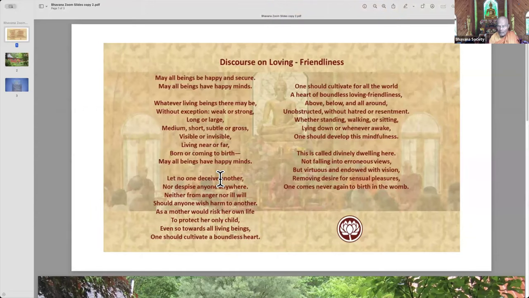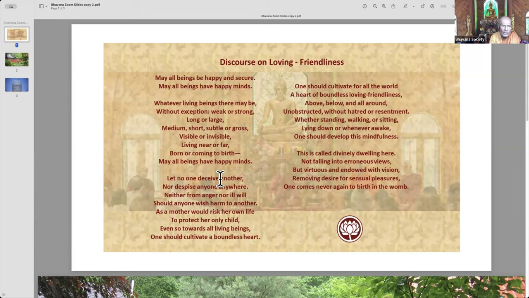Okay, let us meditate. I would like to read these metta passages for you. May all beings be happy and secure. May all beings have happy minds, whatever living beings there may be, without exception, weak or strong, long or large, medium, short, subtle or gross, visible or invisible, living near or far, born or coming to birth. May all beings have happy minds.